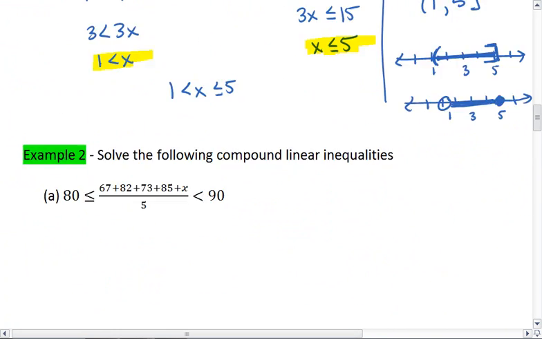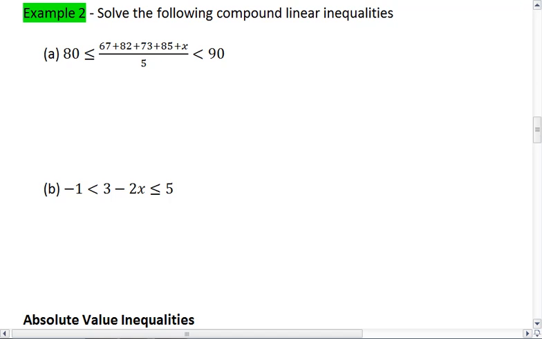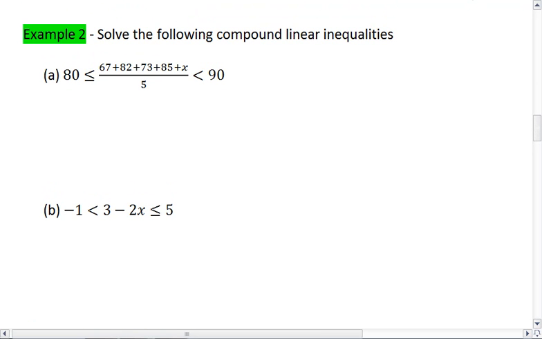Alright, now to the examples. Solve the following compound linear inequalities. Go ahead, try these on your own first, and then resume the video when you're ready to check your solution.